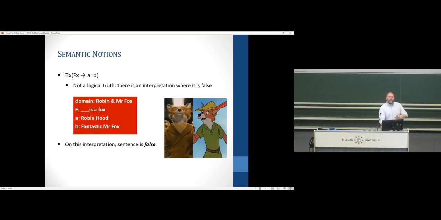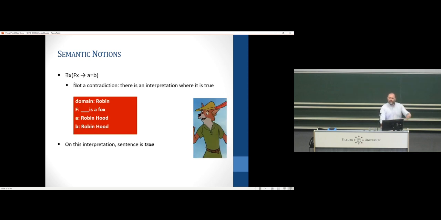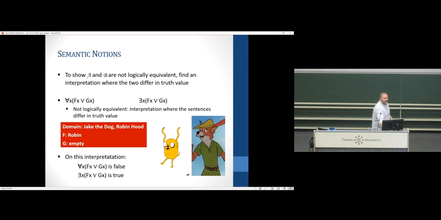Okay, are we good so far? I realize this is a lot of stuff, but I want to finish the last little bits here. So we can use interpretations to show sentences aren't logical truths and aren't contradictions. We can also show that two sentences are not logically equivalent. And to show that two sentences are not logically equivalent, we find an interpretation where they differ in truth value.